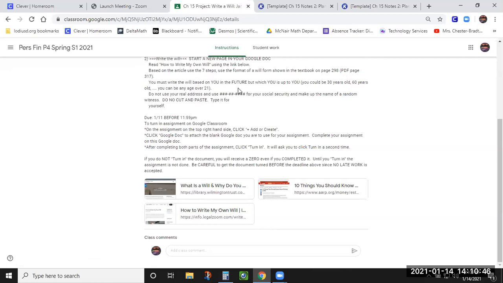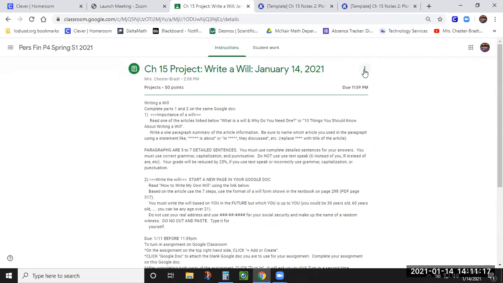The will is based on you in the future. You could be 30, you could be 60, you get to be any age you want as long as it's over the age of 21. Okay. When you're writing your will, do not include your real address and just put this numbers thing for your Social Security. You're going to make up a fake person that's doing the witness. If you copy and paste instead of typing it for yourself, you will lose credit. I can tell the difference.